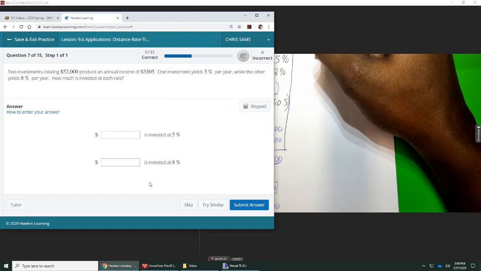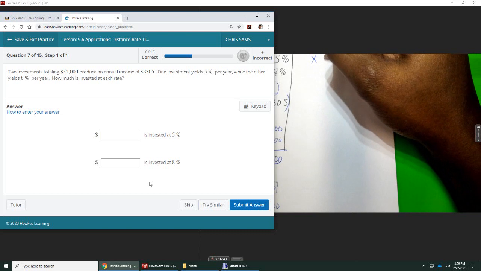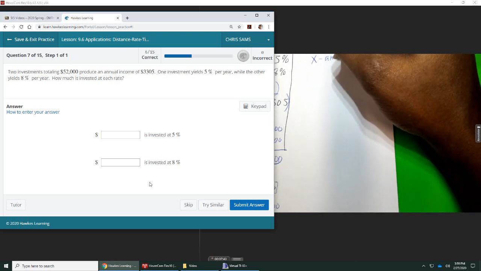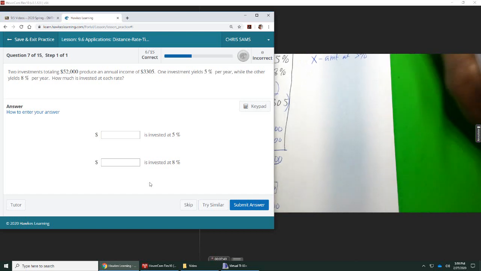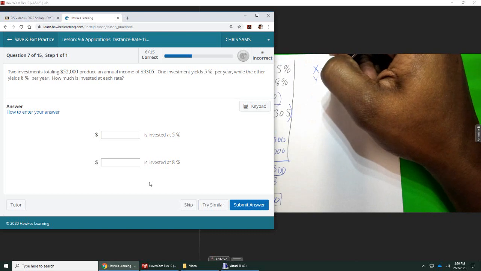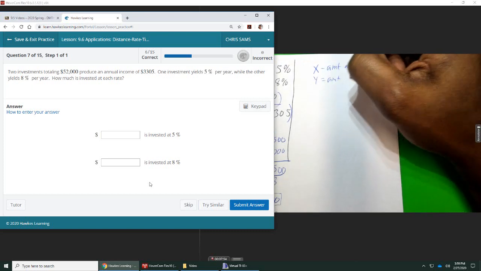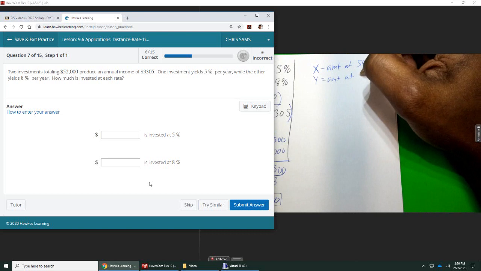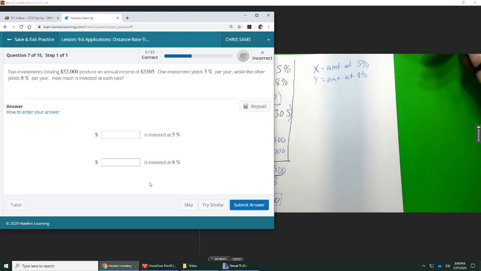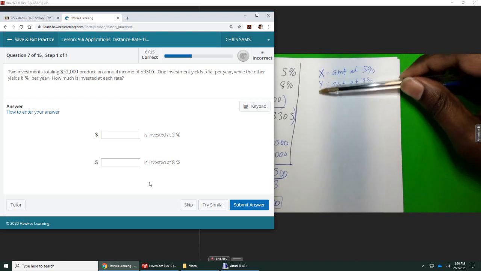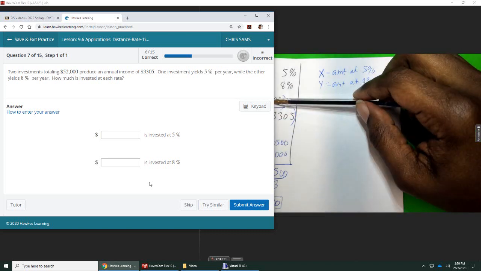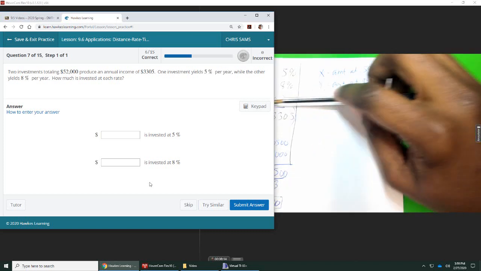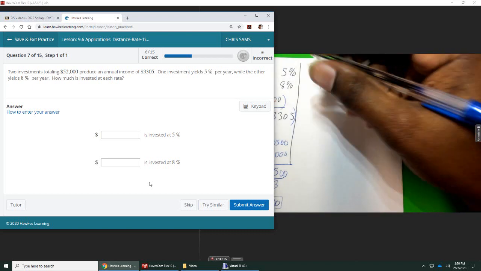We're going to say x is the amount, we'll leave it the same, at 5%, and we'll still call y the amount at 8%. We're going to be getting x in terms of y or vice versa. So we know that the total of these two, okay, we want to use one variable. The total of these two amounts of money is 52,000. So let's just do this and solve for x.